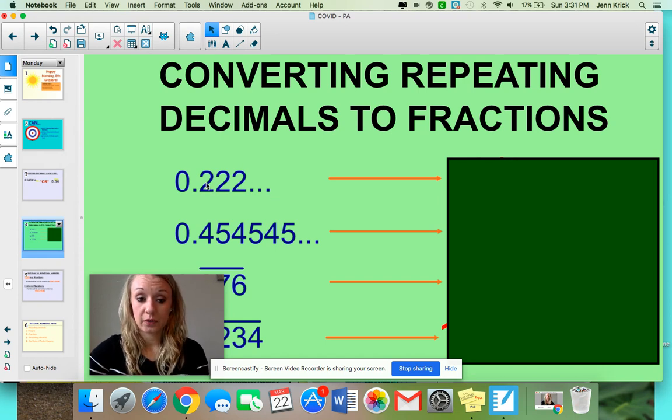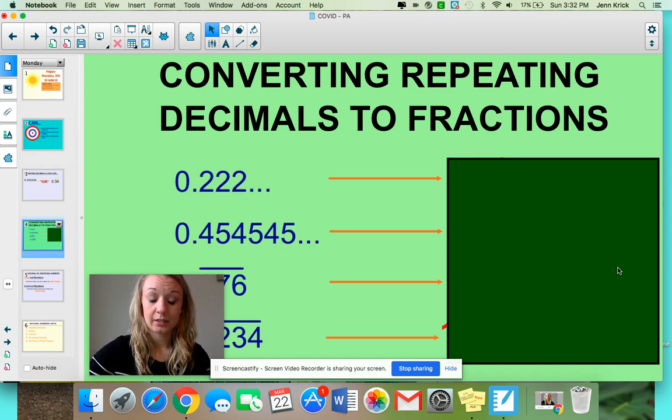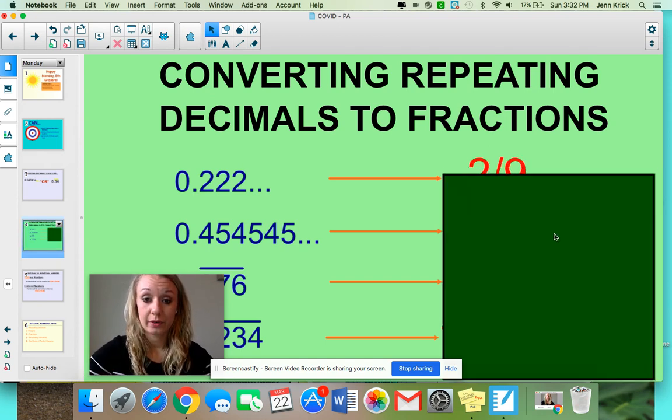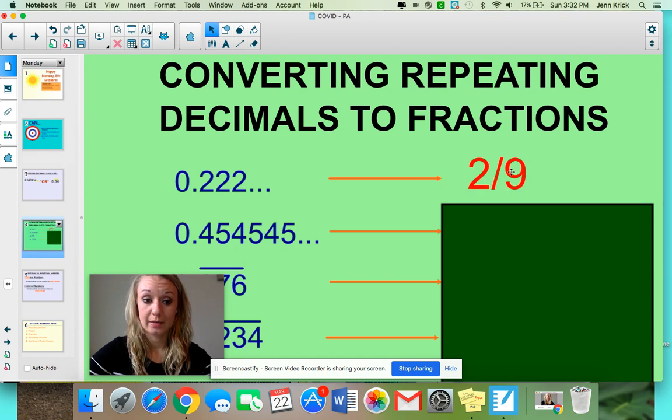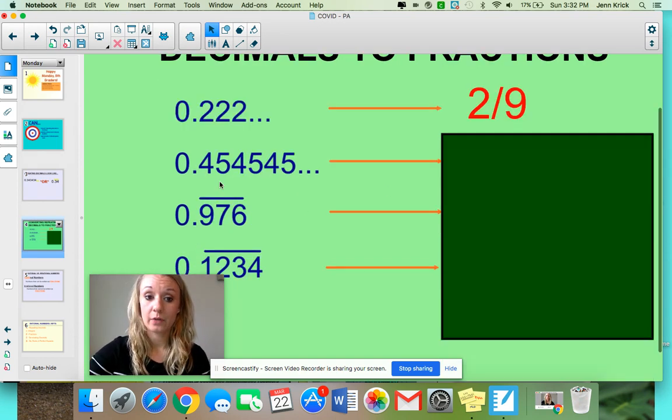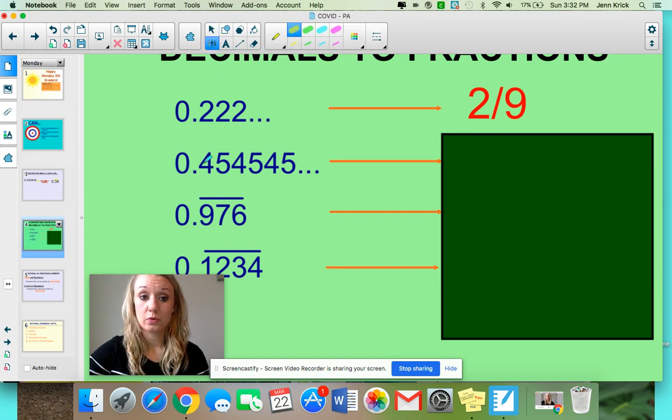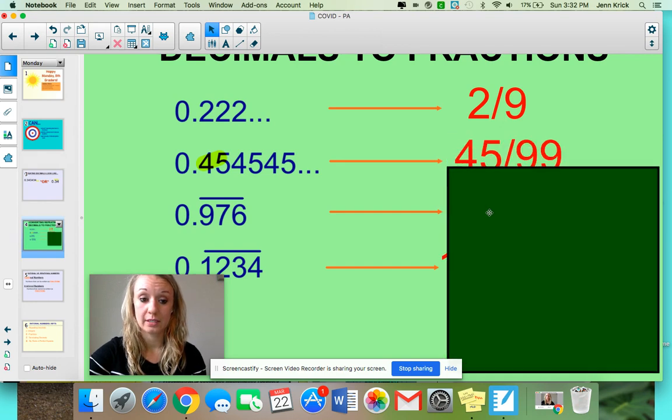So if you're looking at this first one, it's 0.2222 going on forever and ever. 2 is the only digit that's in that pattern. So technically there's only one digit. Therefore, in your fraction, it would just be 1 nine. So if you see 0.2 repeating, 2 over 9. 0.4 repeating, 4 over 9. If you're going down, if it's 4, 5, 4, 5, 4, 5, I see that there are 2 digits in this pattern, which means that the pattern here, 45, will be my numerator, and there will be 2 9s in my denominator.